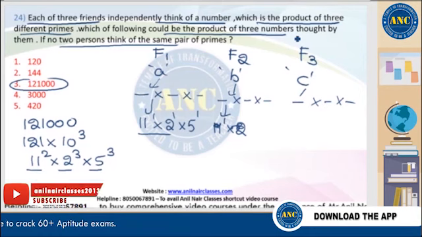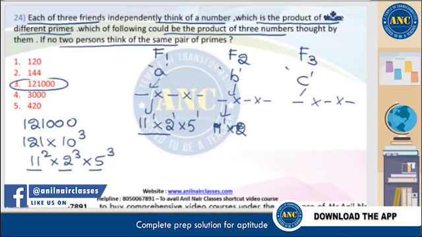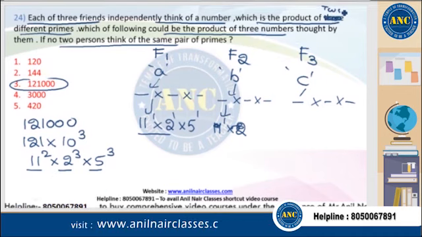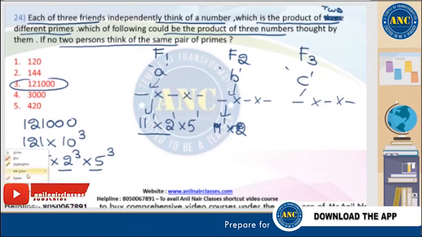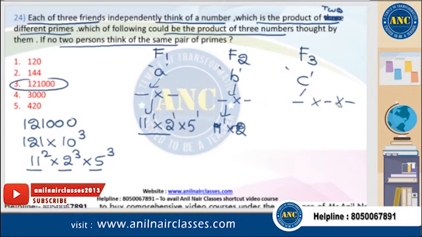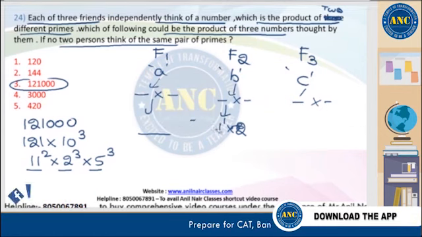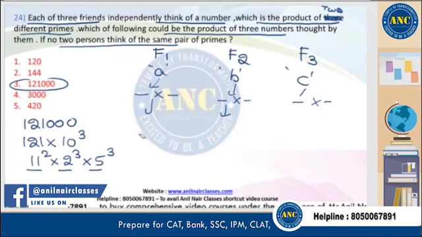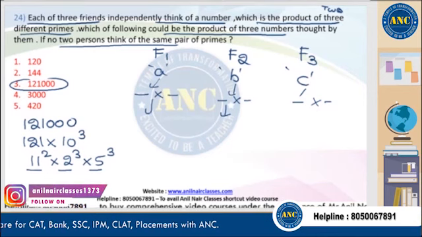Let me just make a change in this question. It is not three different primes. That is where my experience is saying that something is wrong. It is a product of two different primes, not three different primes. So we will delete this. Now if you see, product of two different primes.